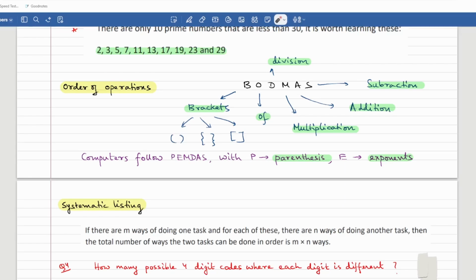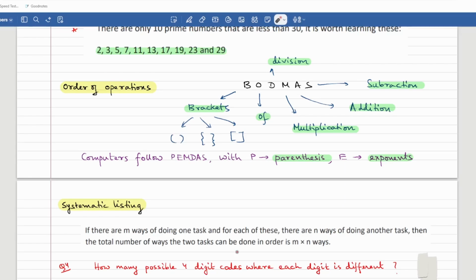This section on systematic listing is very closely related to the concepts of counting principles, and you will be using these mostly in the chapter on probability, where you will use these to figure out the total number of cases, and then you will use the number of favorable cases in the numerator and calculate the probability that way.